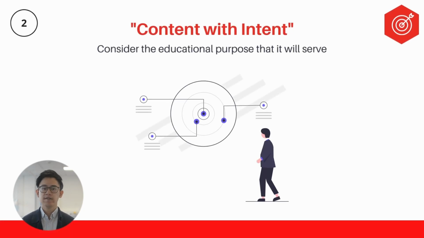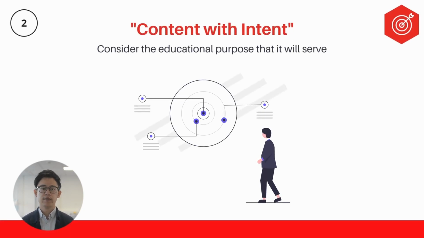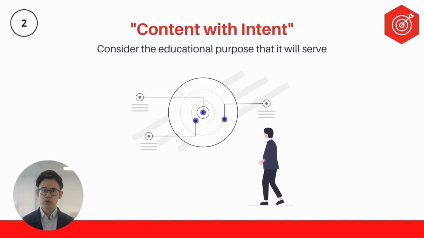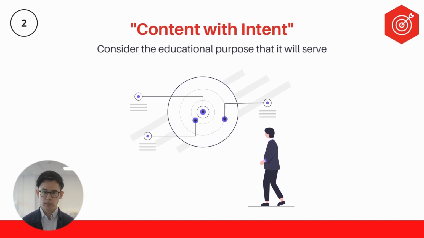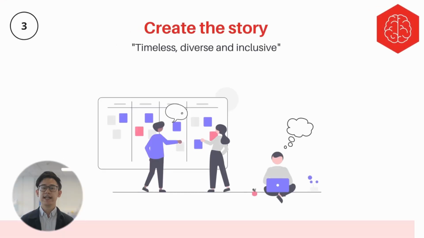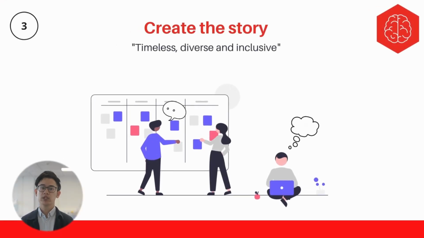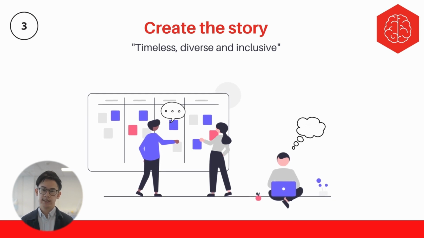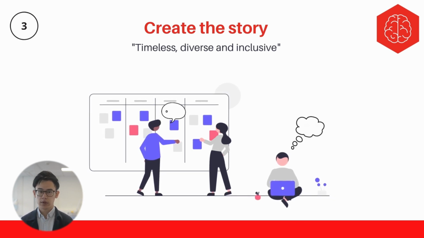Step 2. Content with intent. The HIVE learning activity will only be effective if its content aligns with the intended educational purpose. Therefore, it is crucial to set up clear learning objectives from the beginning. To design an effective HIVE, think about what should be in the scenario and how to include key aspects that portray authenticity. It is also wise to think of making the scene as timeless as possible and consider diversity and inclusiveness in its content.